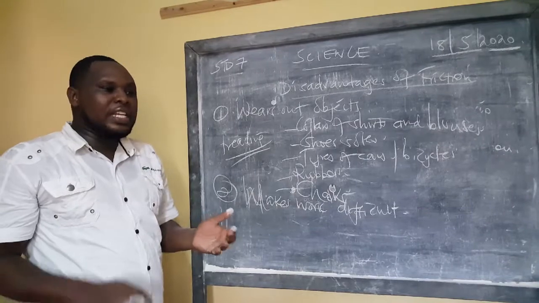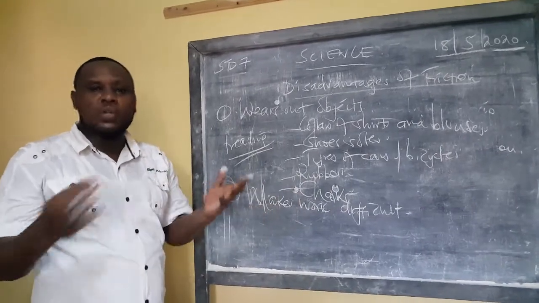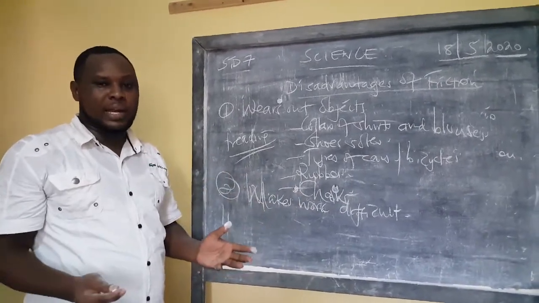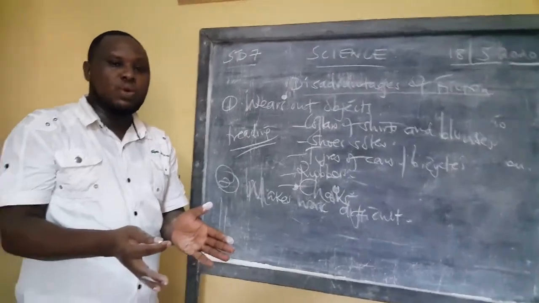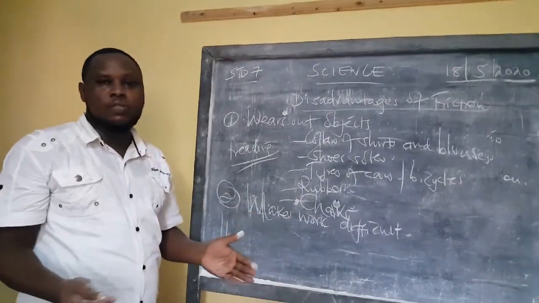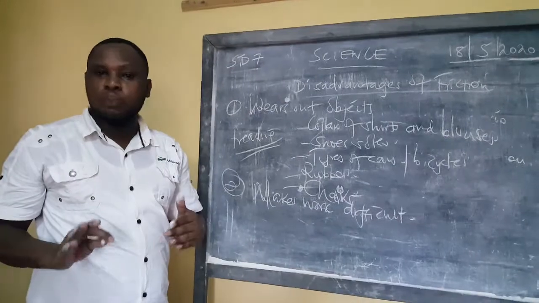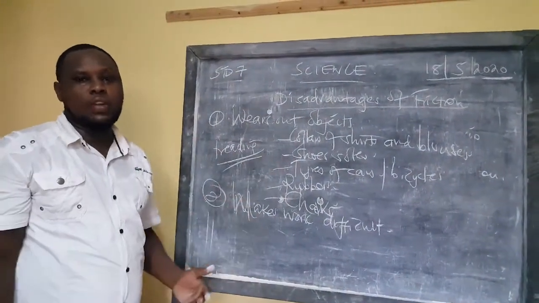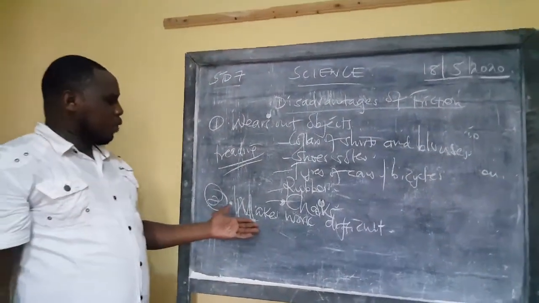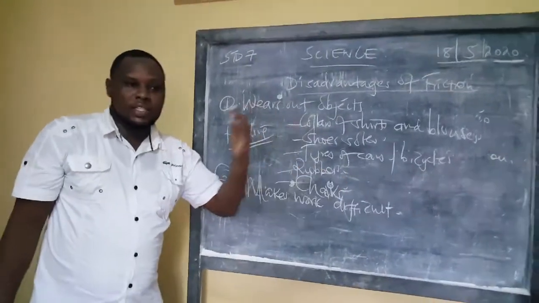So meaning that initially you are using a lot of force, so the work was very difficult for you to be able to carry out. But on this floor, which is very smooth, work has become very, very smooth, and you can push very fast with a lot of ease. So we are saying that friction makes work difficult.